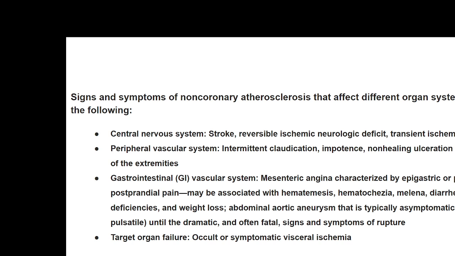When the peripheral vascular system is involved, it may present with intermittent claudication, impotency or non-healing ulceration, as we have discussed with the peripheral vascular disorders earlier. In the previous session, we have discussed this.